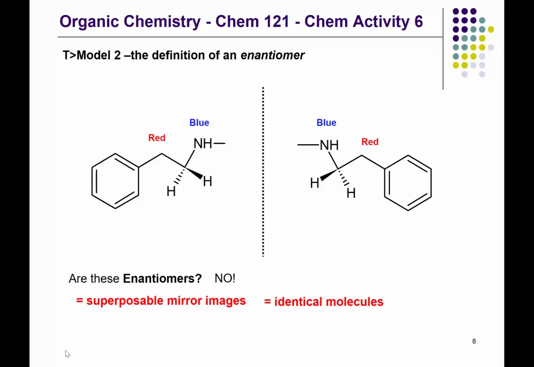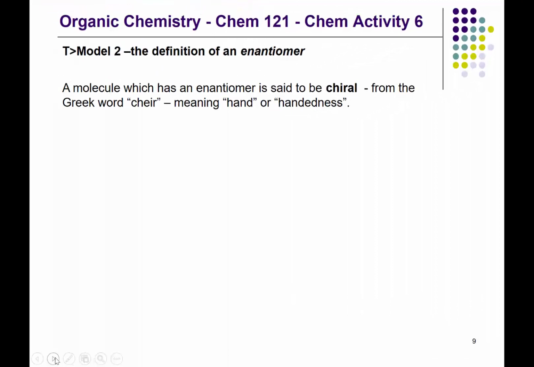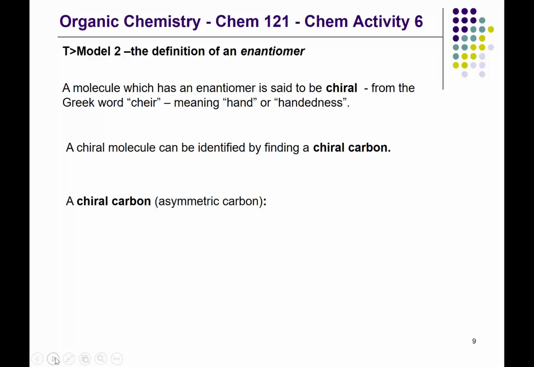So let's unpack these ideas a bit. Now we say that a molecule that has an enantiomer is chiral. And that comes from the Greek word cheir, meaning hand or handedness. Now, a chiral molecule can be identified by finding a chiral carbon. In other words, if a molecule has one chiral carbon, that molecule will be chiral. That molecule will have a non-superposable mirror image. How do we find a chiral carbon? A chiral carbon is also known as an asymmetrical carbon. It's simply finding a carbon that has 4 different groups attached to it.